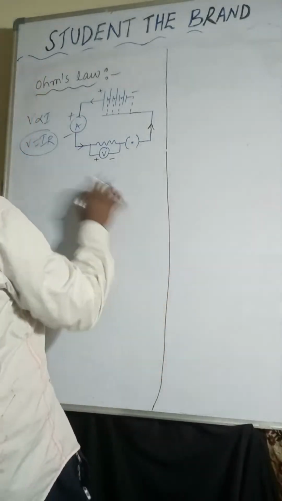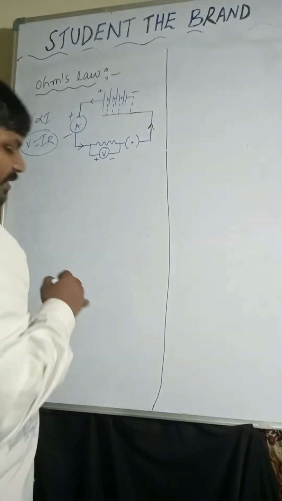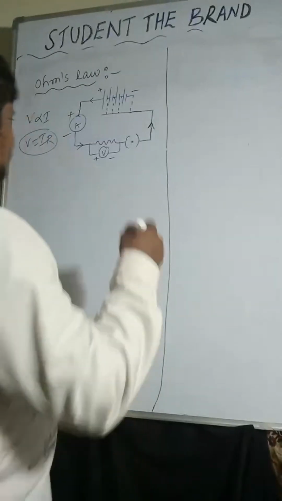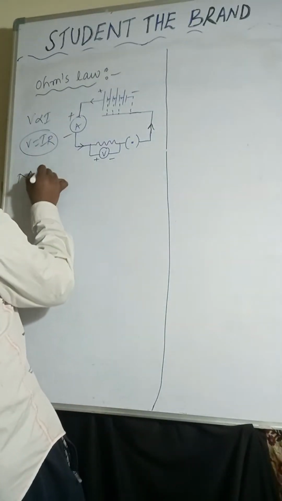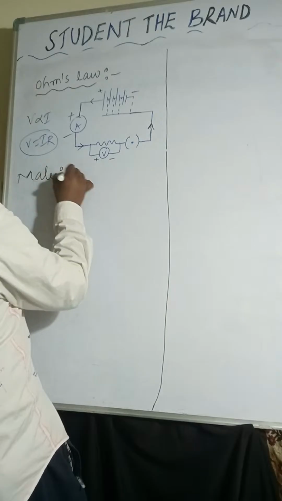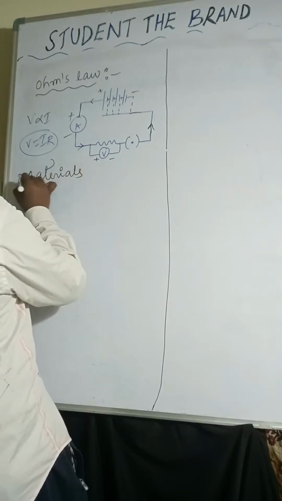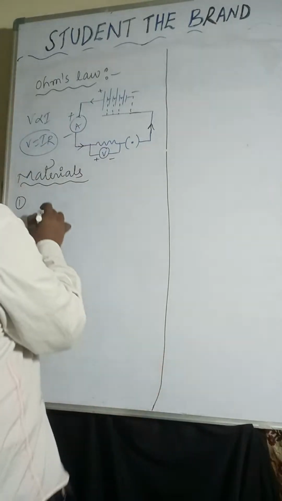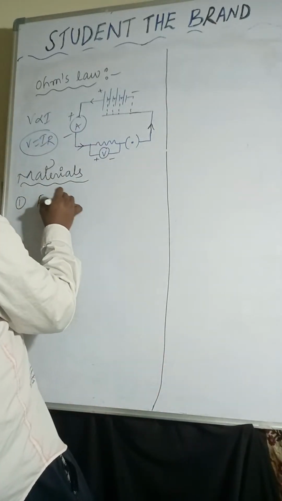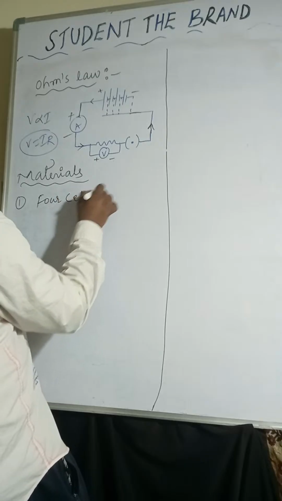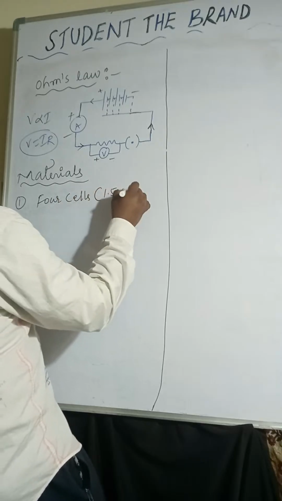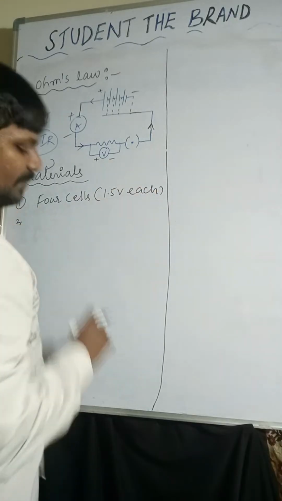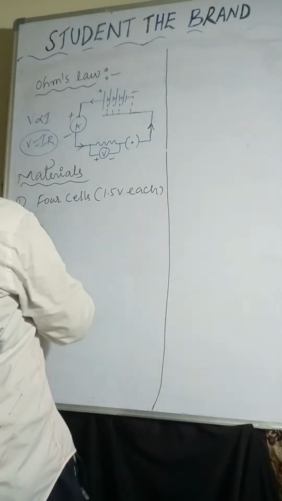Now, materials required. What are the materials required? Now we will discuss. Materials required. So 4 cells. We need 4 cells. What are those 4 cells? 1.5 volts each. Each cell is 1.5 volts.